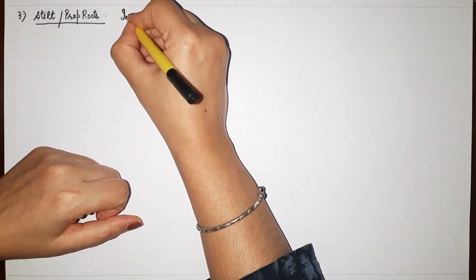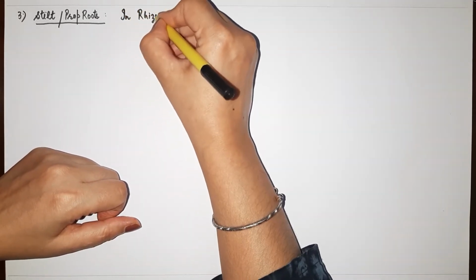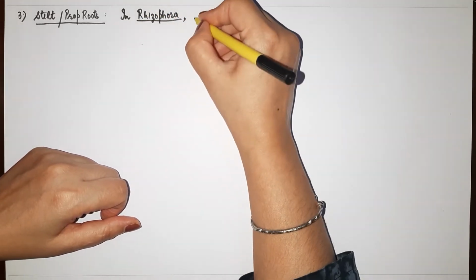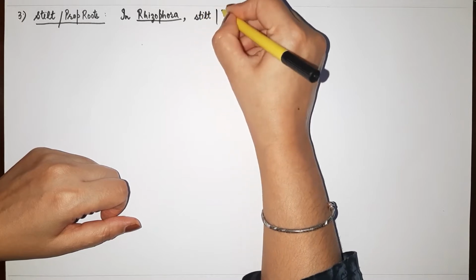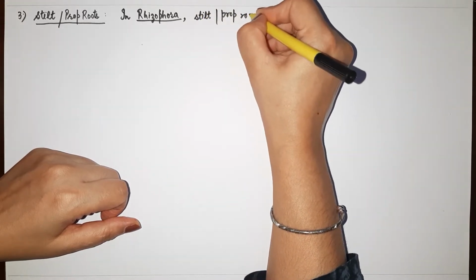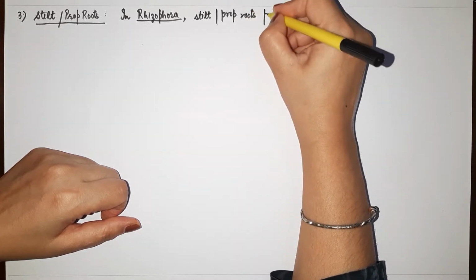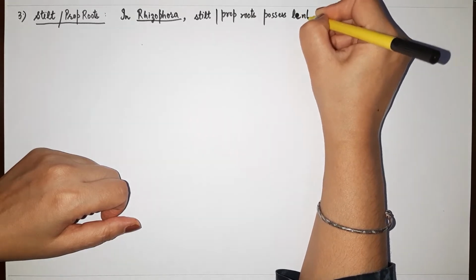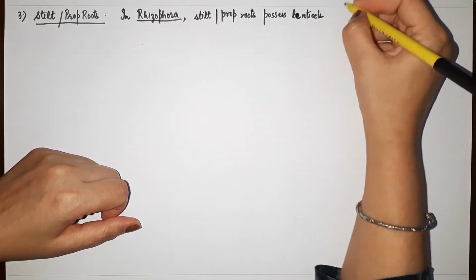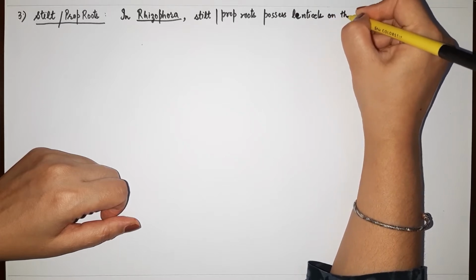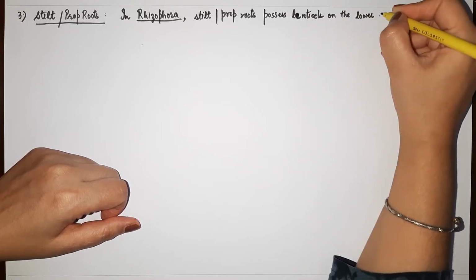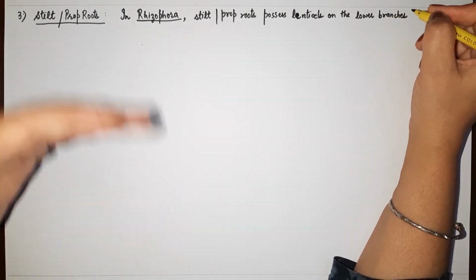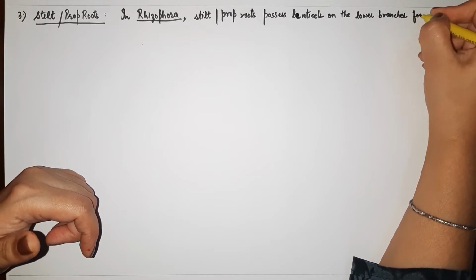So, this is in case of Rhizophora. In Rhizophora, stilt or prop roots possess lenticels on the lower portions of these roots for gaseous exchange.